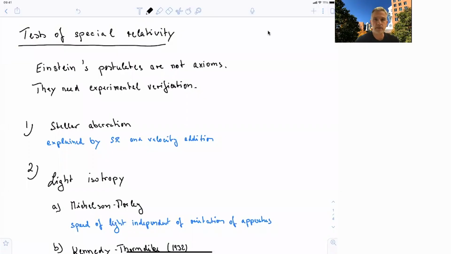Welcome back to 820 Special Relativity. So we're starting a new chapter in which we look at tests and implications of special relativity.